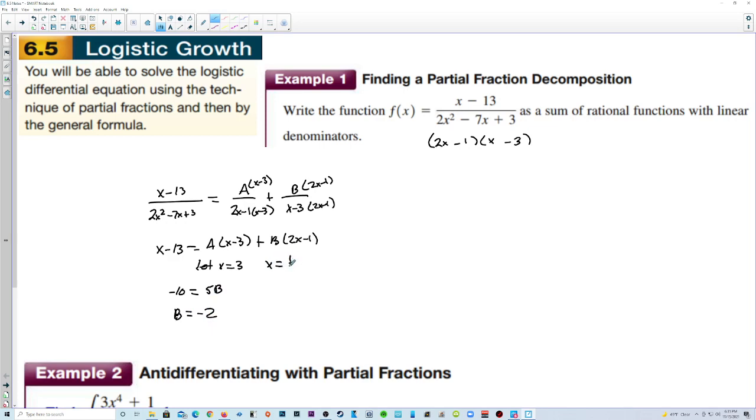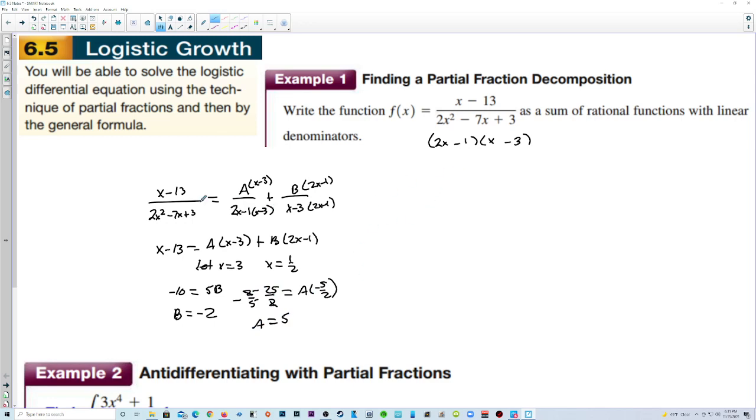Let's let x equal 1/2. We're going to make this 0 right here. So 1/2 minus 26 halves is negative 25 halves. And then 1/2 minus 6 halves is negative 5 halves. So we have times negative 5 halves there. And we're going to multiply by negative 2/5 on both sides. So a is equal to, well, the 2's cancel, positive 5.